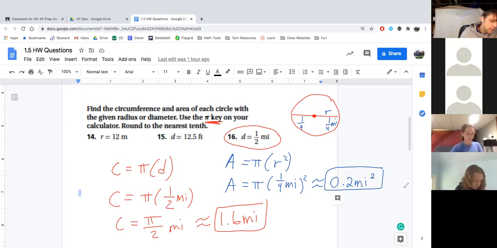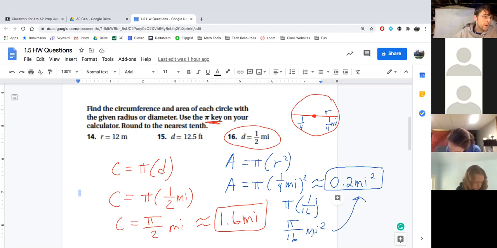So those are pretty straightforward. If I kept this in exact form, 1/4 squared would be 1/16, and so I could write this as pi over 16 miles squared. This would be the exact version, or the in-terms-of-pi version, not actually getting that pi out of there, leaving it as part of my answer. Same thing, this is exact, and that's an approximation using my calculator's version of pi.